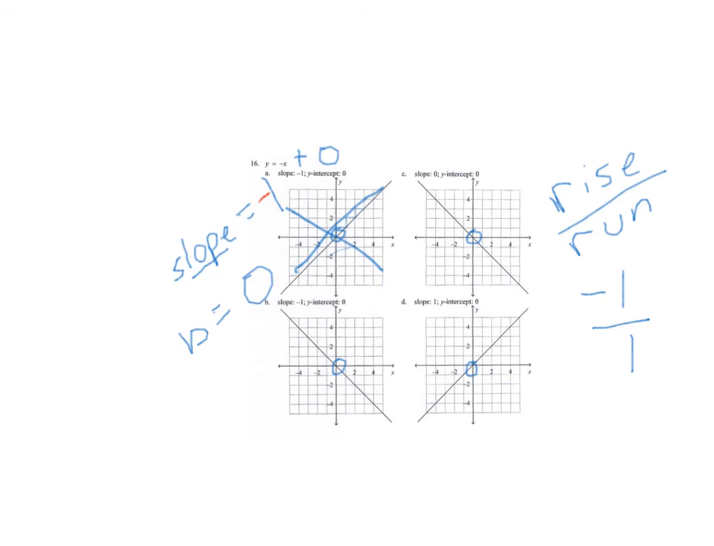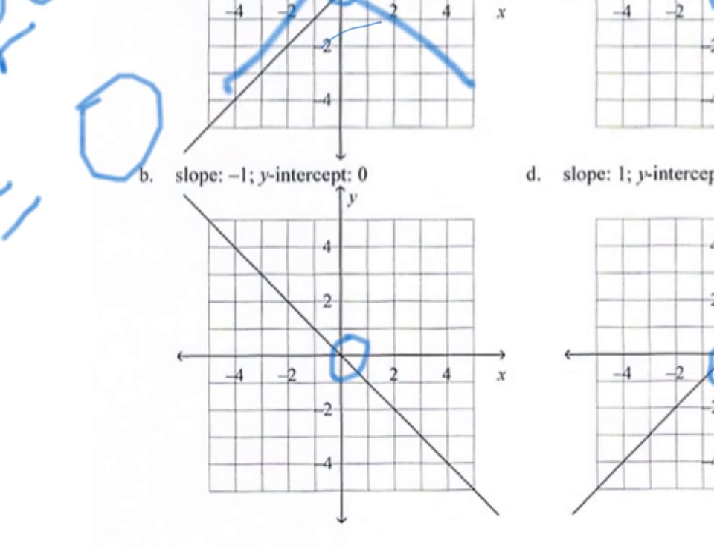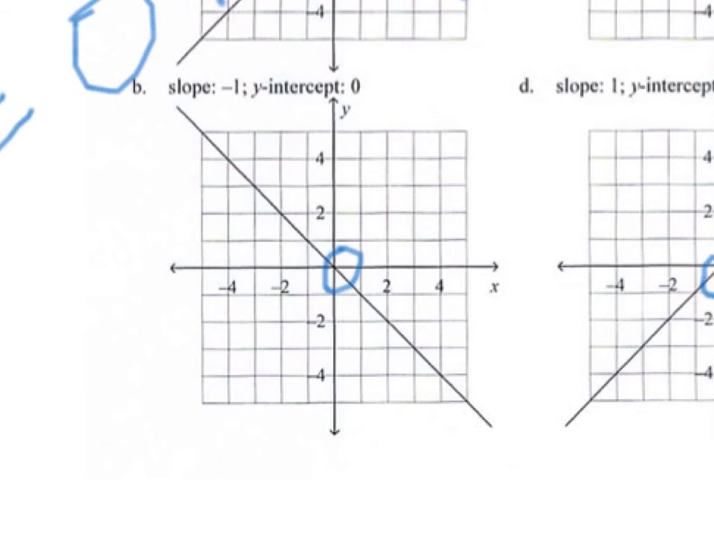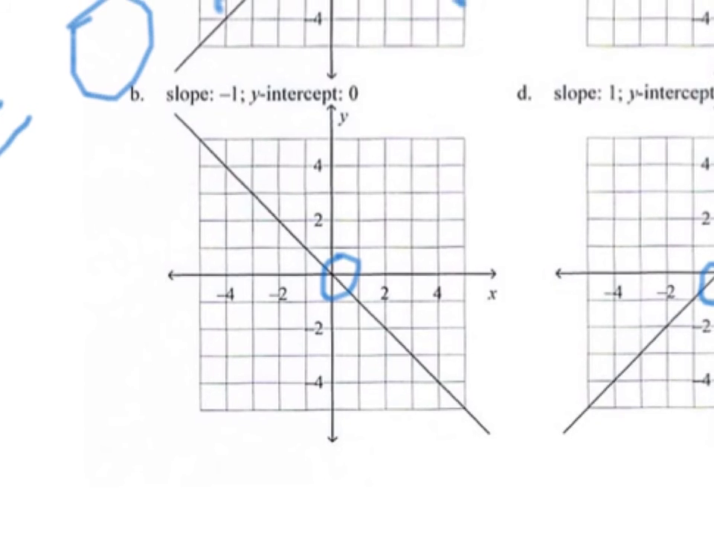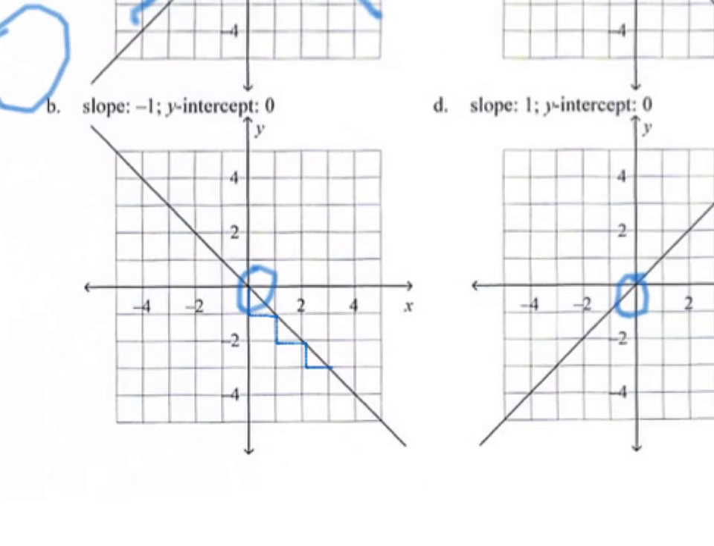We're going to look at B here. Y-intercept is 0. Slope -1. So that means we go down 1 over 1, down 1 over 1, down 1 over 1. I think it's this one. Yeah, because it matches all that. So let's double check.